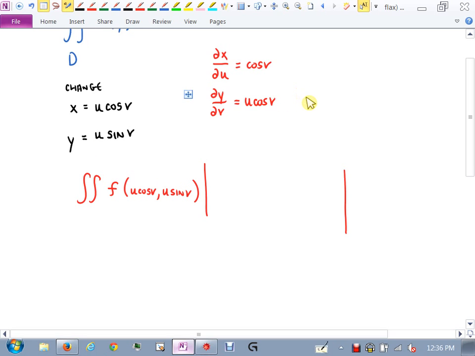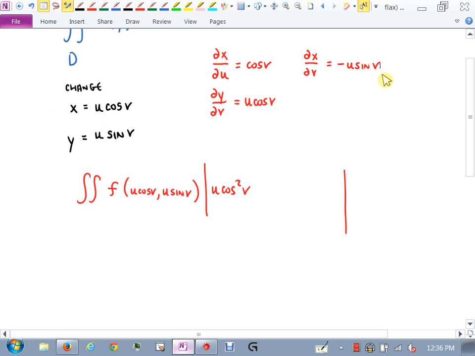Now, I'm supposed to multiply those two together, and that'll be the first part of the Jacobian determinant. So multiply those two together, and what would you have? U cosine squared v. Okay. Now, I also need for the Jacobian determinant partial of x with respect to v. What's that? Negative u sine v.